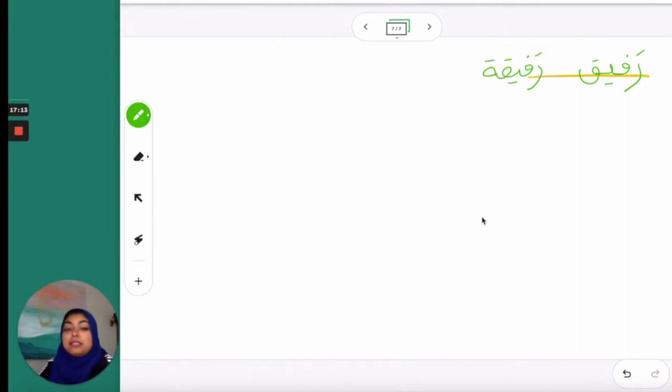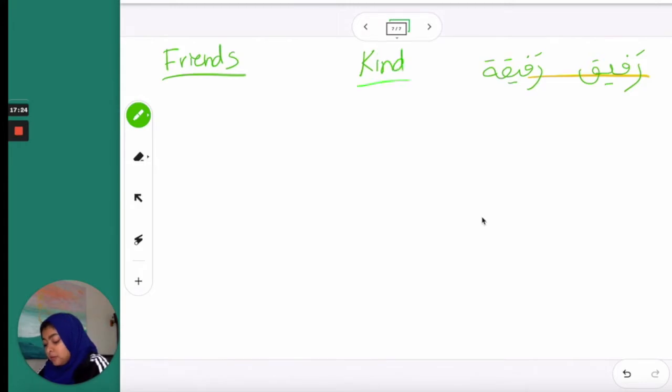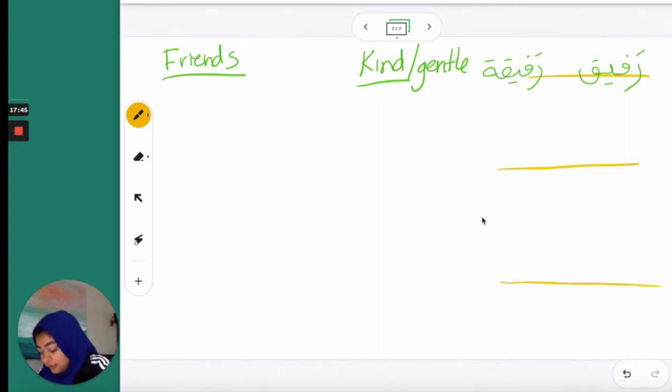Now, there are different types of friends in Arabic. So we're going to go through a couple of types of friends. Rafiq comes from rafaq, which means kind. So this is a kind or a gentle friend. A really kind friend. A friend that you like because they're kind. Like Rafiki in The Lion King comes from this. Rafiq. Now let's do another level of friend.